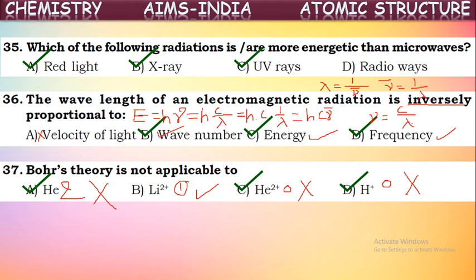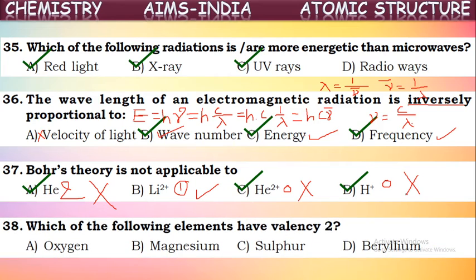Okay, next. Which of the following elements have valency 2? So, valency 2, the combining capacity 2. What is valency? The number of electrons gained or lost or shared by an element to become stable is called its combining capacity or valency. See, out of these elements, which one is having valency 2?